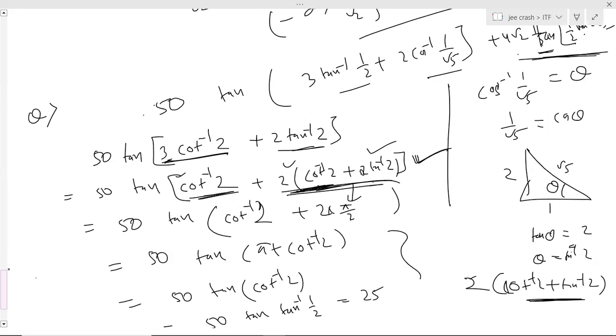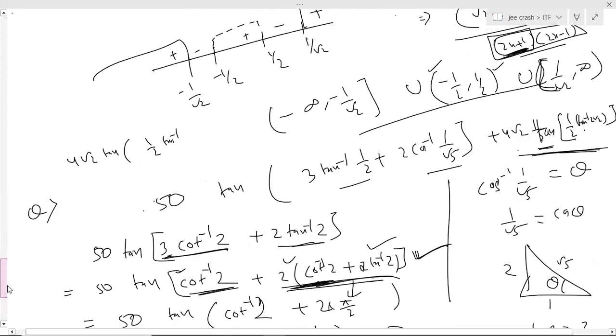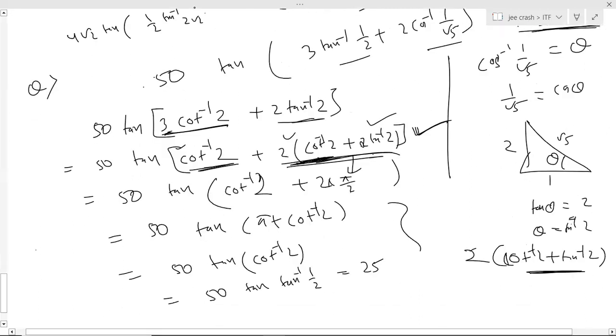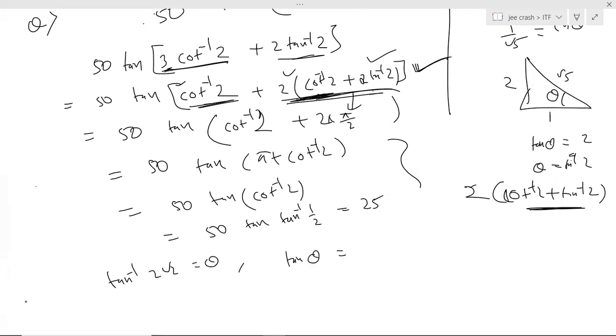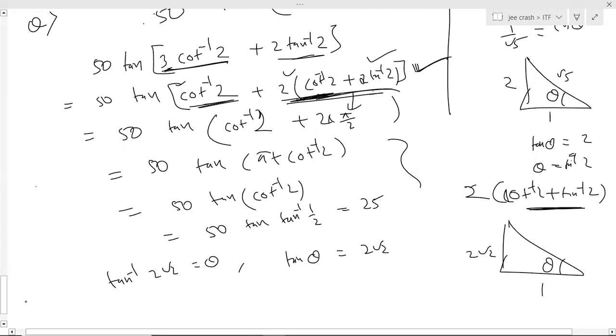Now what is left here? This one, 4 root 2 tan half tan inverse 2 root 2. So let's take tan inverse 2 root 2 as theta. Tan theta is 2 root 2. Again, let's make a triangle for theta. So this is 2 root 2, this is 1, and the hypotenuse is root of 8 plus 1, 9, so 3.